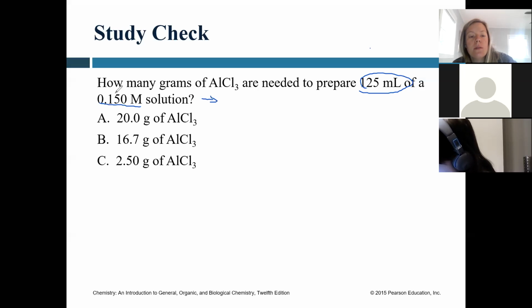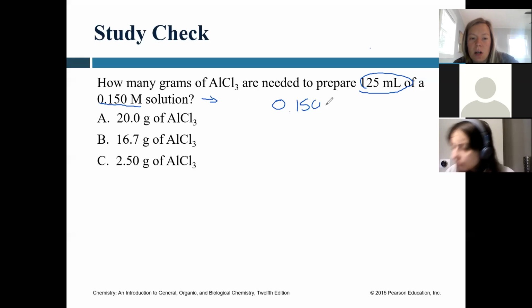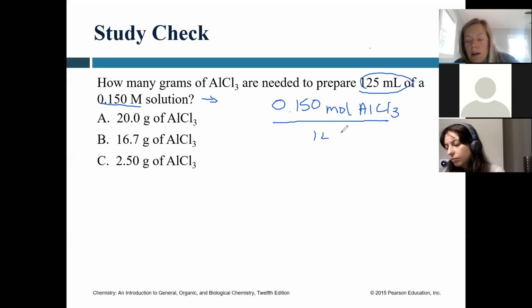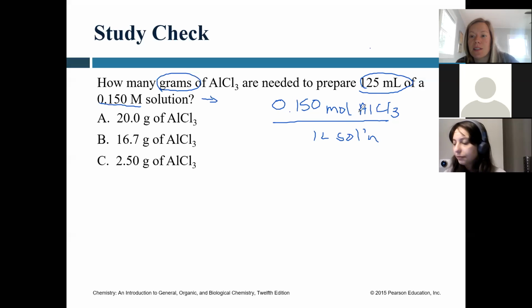All right, so here we've got molarity. And I'm going to write my molarity as a conversion factor. So it's 0.150 molarity, which means I have 0.150 moles of AlCl3 in every 1 liter of solution. That's just what molarity is, right? It's moles per liter. So I'm given a value of milliliters and I want to know something about grams.